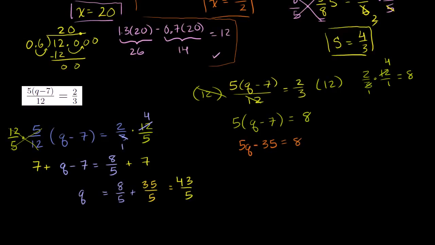Now, if I want to get rid of that negative 35, the best way to do it is to add 35 to both sides. I did that so that these cancel out, and I'm left with 5q is equal to 8 plus 35, which is 43. Now I can multiply both sides of this equation by 1/5, which is the same thing as dividing both sides by 5. And these cancel out. You get q is equal to 43 over 5.